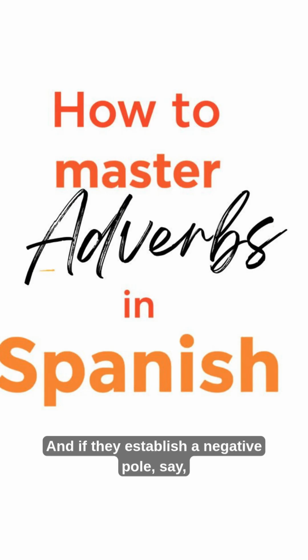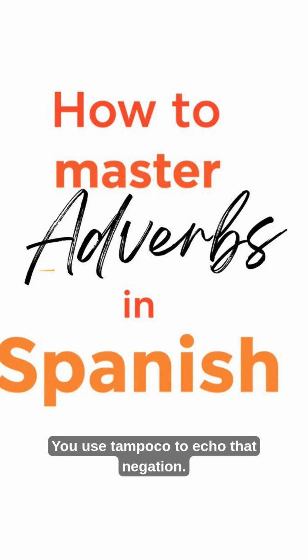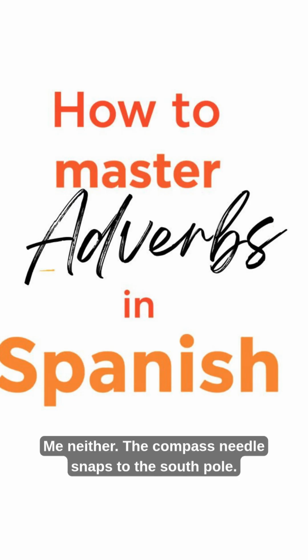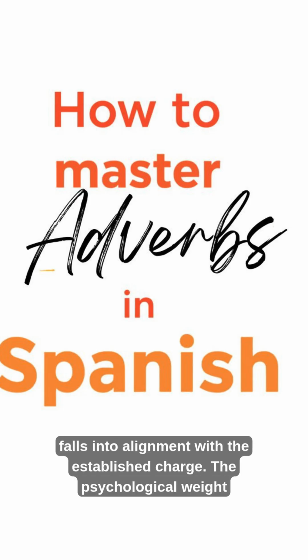And if they establish a negative pole, say, I'm not going to the party, they've created a no reality. You use tampoco to echo that negation. Me neither. The compass needle snaps to the South Pole. This is how the rest of the conversation falls into alignment with the established charge.